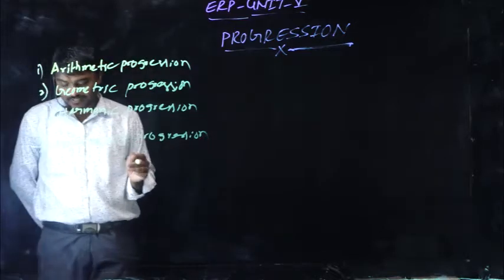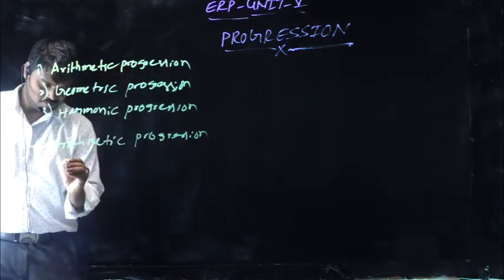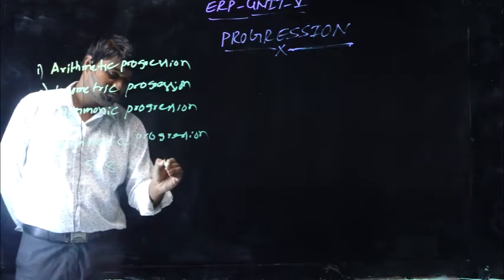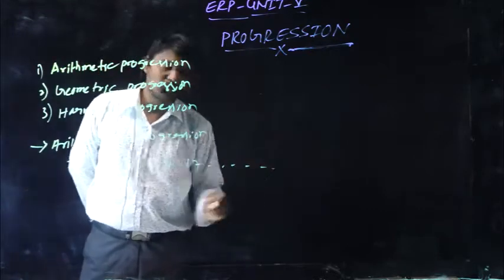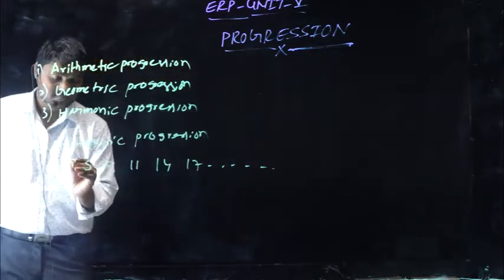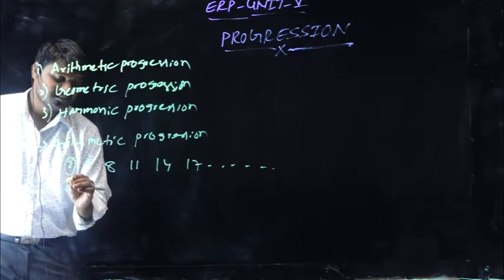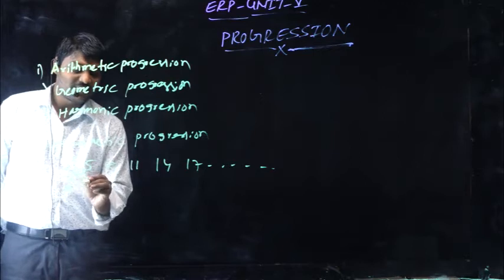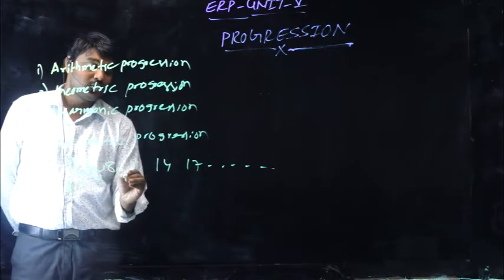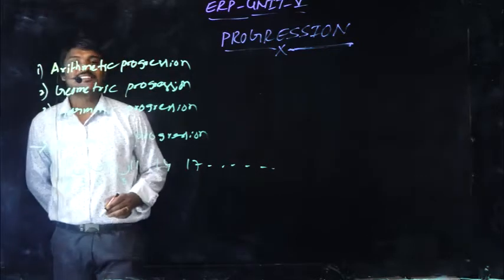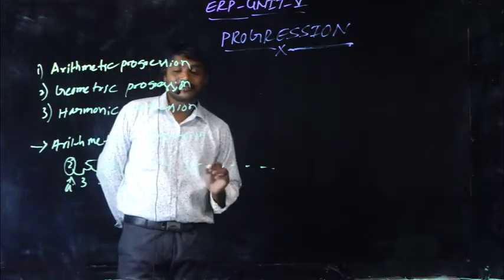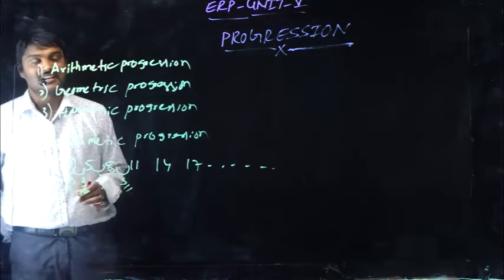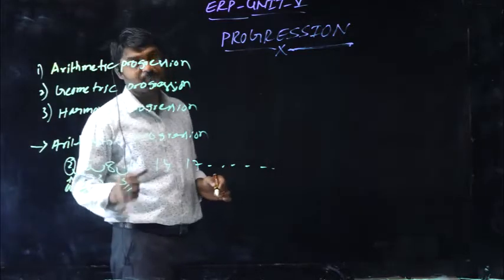So arithmetic progression is, suppose, 2, 5, 8, 11, 14, 17 and so on. This is the first term a, and this is the difference d. The difference is constant, so that series is in arithmetic progression. Here the common difference is 3. That's why this is called arithmetic progression.